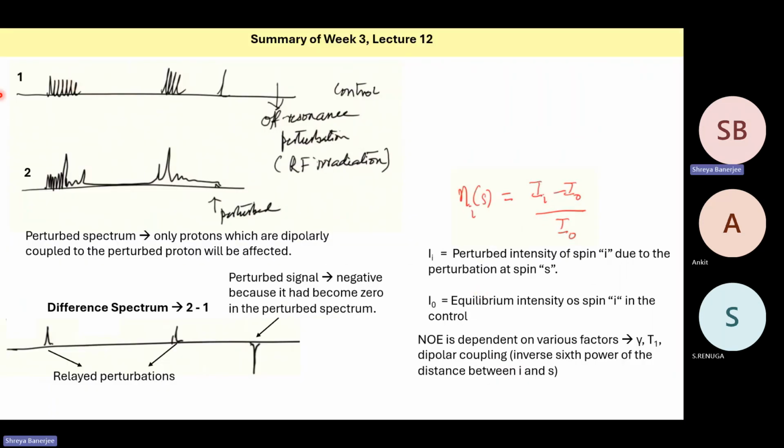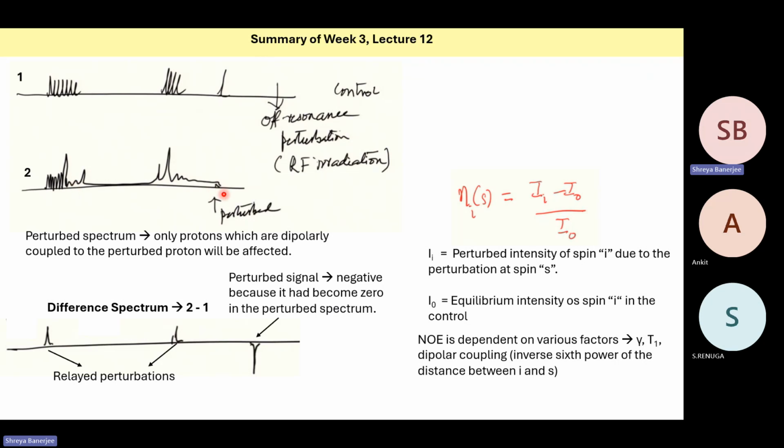Yeah, so this is the control case where you have applied a radio frequency that is completely off resonance. So this radio frequency is not absorbed by any proton. It is not affecting the spectra in any way. So this is the control spectra.